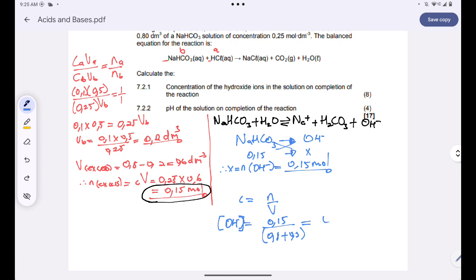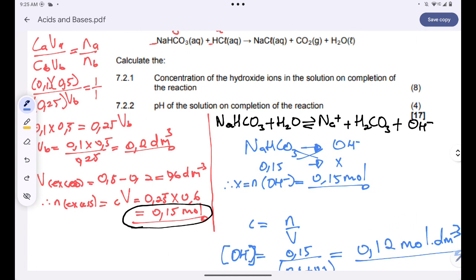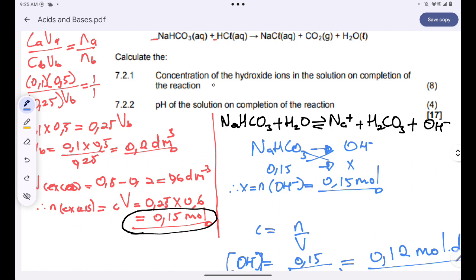I'll simply get 0.12 moles per cubic decimeter. So the concentration of my hydroxide ions in the final solution is 0.12 moles per cubic decimeter.